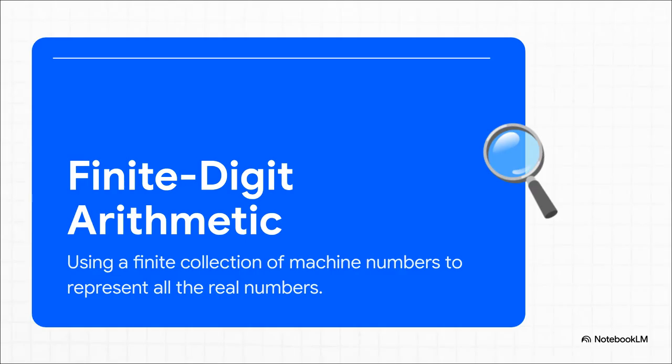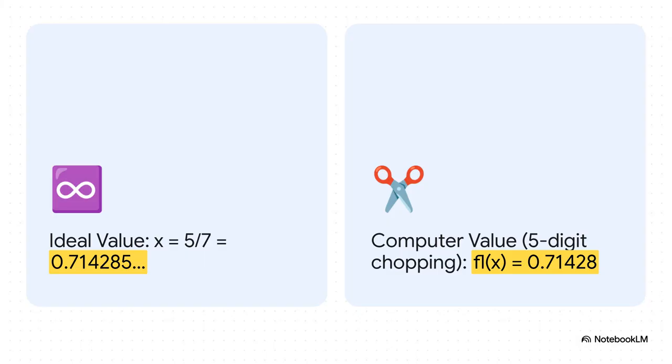The core idea here is something called finite digit arithmetic. Think about a number like pi, or the square root of 3. The digits after the decimal just go on and on forever and ever. They never repeat. But your computer's memory? That's not infinite. It doesn't have endless shelf space to store an endless string of digits, so it has to make a compromise.